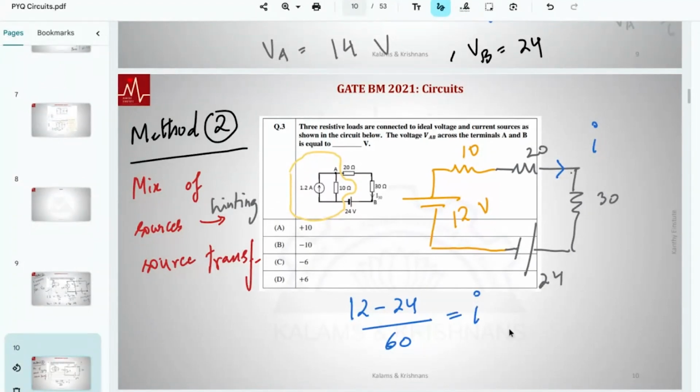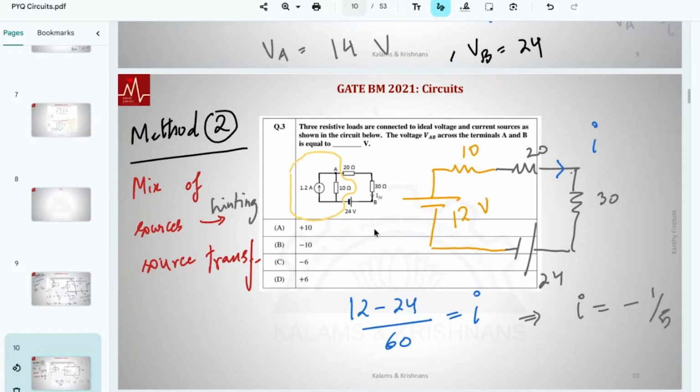This implies your I, suppose, is 12 by 60, how much is it? Minus 12 by 60. So this is a negative number, minus 12 by 60, which is 2 by 10, 1 by 5. Okay, minus 1 by 5. Minus 1 by 5 amps.